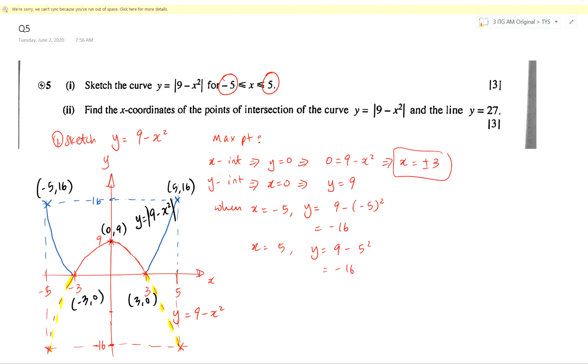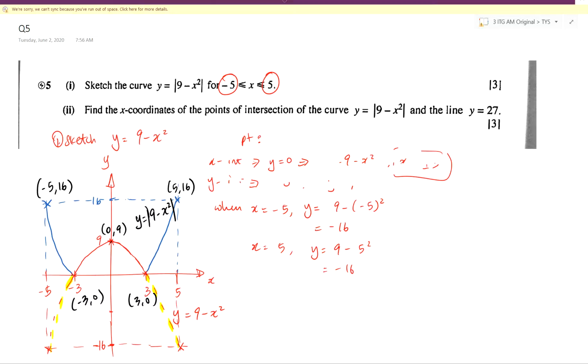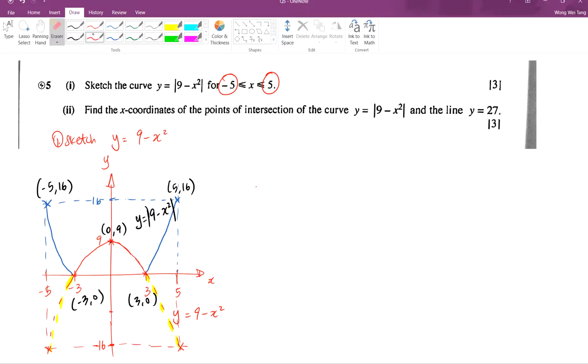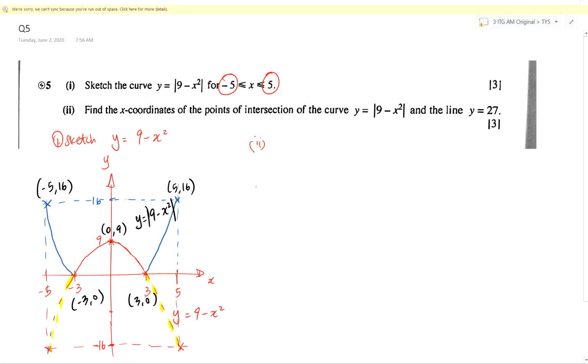Okay? Now we are moving on to part 2. In part 2, you are supposed to find the x coordinates for the points of intersection of this particular graph and y equals to 27. So it is the same graph and the line y equals to 27. You already have the graph, let's see what we can do with it.